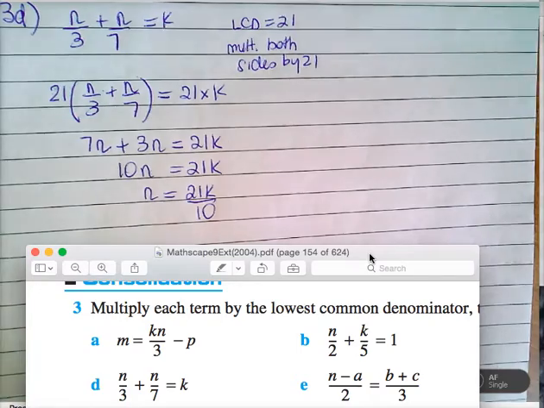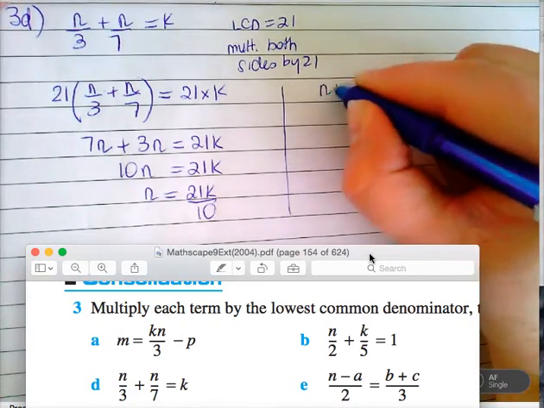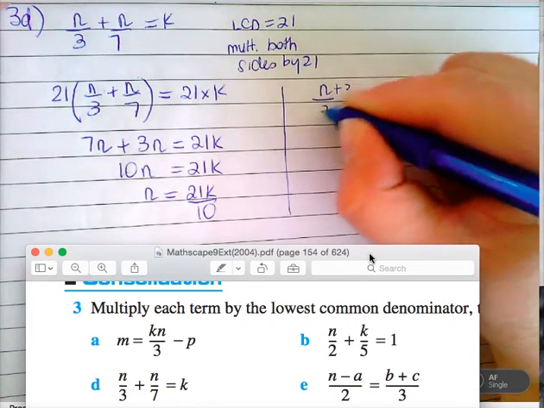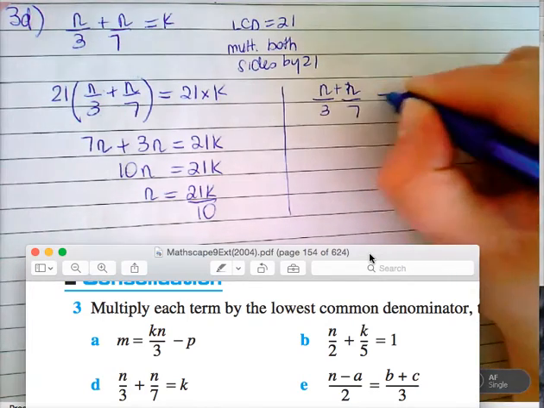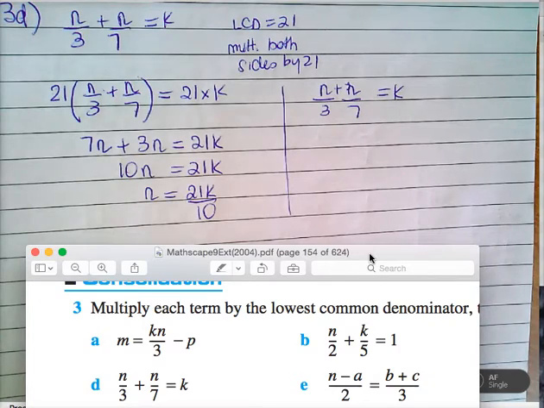Okay, girls, that's one way. Another way. I like it this way, but some people don't like it. Some people really love making a common denominator on the left-hand side. Who likes doing that?